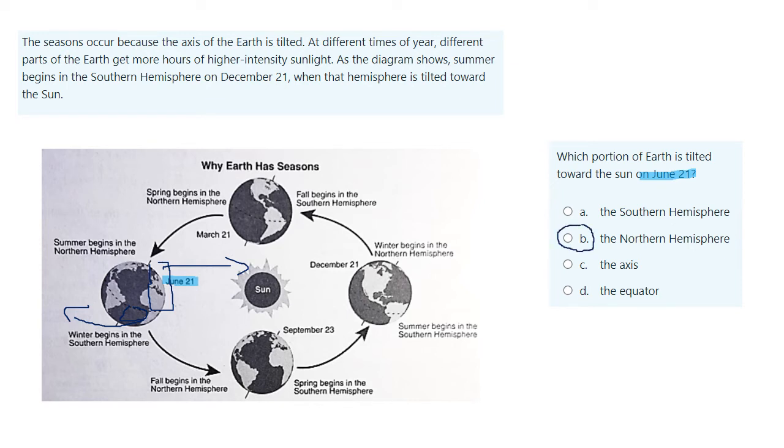In the passage, don't get confused. In the passage, it says on December 21, the Southern Hemisphere is tilted towards the Sun. So by December 21, the North is tilting away and the South is tilting towards. But the question does not ask you about December 21. The question asks you about June 21. So you have to look at the opposite side of the graph.